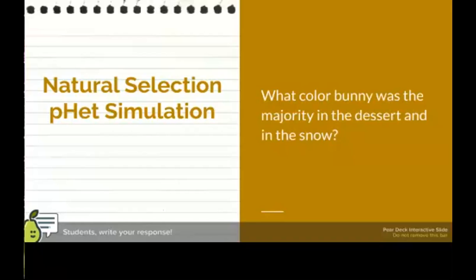Armand. I agree. In the desert, there's more brown. Okay, so Alyssa, can you tell me the why? Why was there more brown in the desert and then more white in the snow? Because for the brown bunnies, they were more likely to camouflage in the desert, and then in the snow, the white bunnies are more likely to camouflage in the snow.